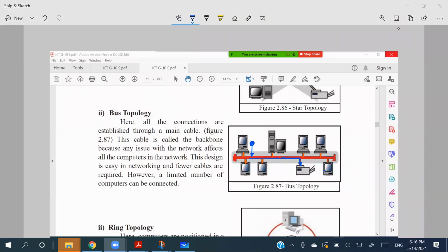You have to write the entire thing, Chanuri, right? So under the bus topology, the entire paragraph.